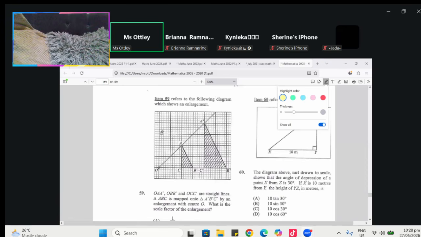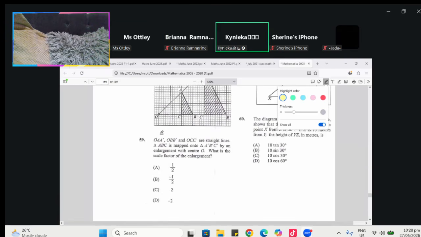Item 59 refers to the diagram which shows an enlargement OAB. A prime, OB, B prime, and OC, C prime are straight lines. A triangle ABC is mapped onto triangle A prime, B prime, C prime by an enlargement with the center O. What is the scale factor of enlargement? 2, C, C.